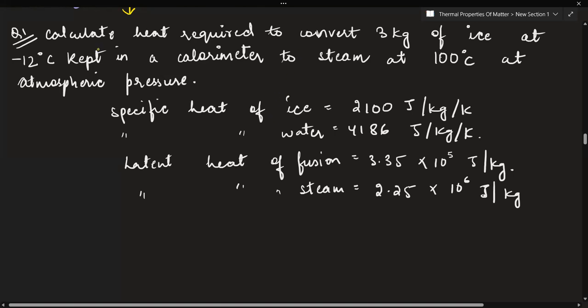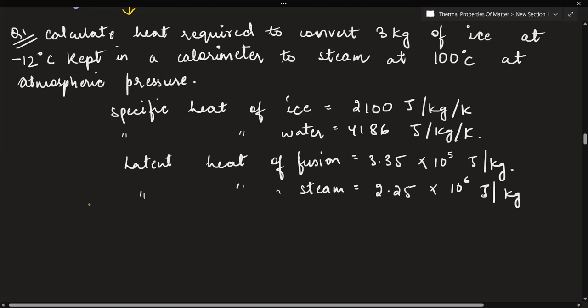So the question is, calculate the heat required to convert 3 kg of ice at minus 12 degrees Celsius kept in a calorimeter to steam at 100 degrees Celsius. So what is this calorimeter? What is calorimetry? What is the principle of calorimetry? We'll see after this question. Just remember, this is a device, but the rest of the things are useful to you.